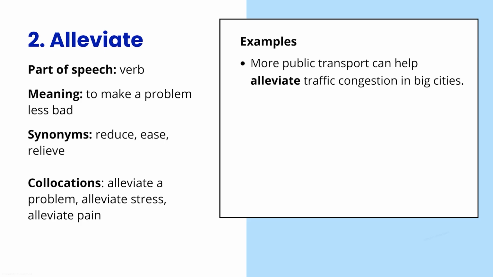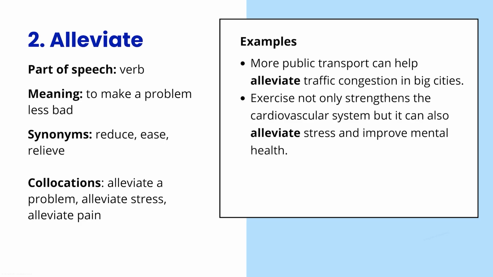So what we're saying is, if we have more public transport, it's going to help reduce the traffic problems in big cities. Exercise not only strengthens the cardiovascular system, the cardiovascular system is talking about your heart, but it can also alleviate stress and improve mental health. So we're simply saying that exercise can reduce stress. So alleviate is a great word to use when you want to say something is less bad. Instead of just saying reduce stress or reduce traffic congestion, you could say alleviate stress or alleviate traffic congestion.